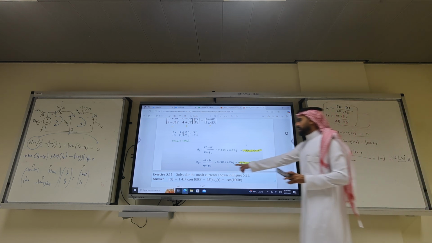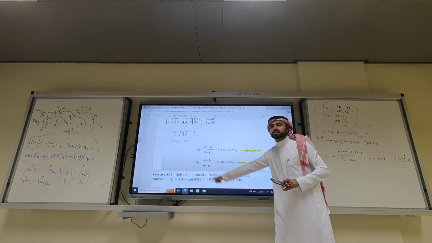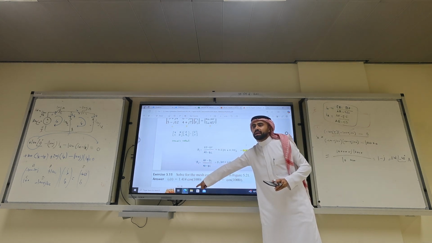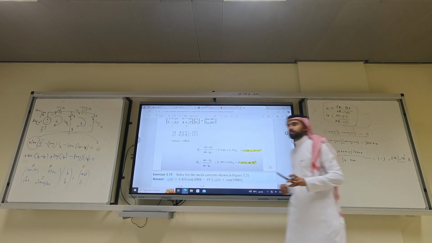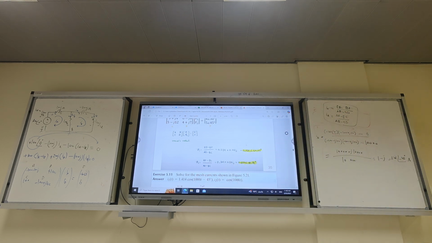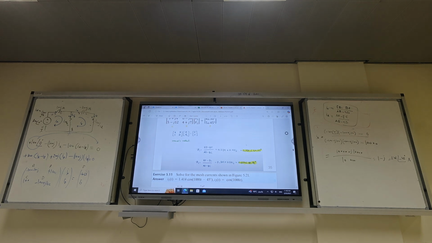I want to verify. Yes, this is 1.4 angle minus 45 because it's cosine. If you want to make it sine, it will be the same, sine minus 45. The calculator says there's a math error because you put 1j without a multiplication. You have to put times j. Make the j after the number. No, same. There are different types of calculators.